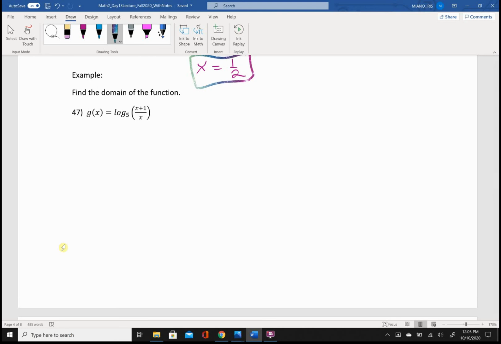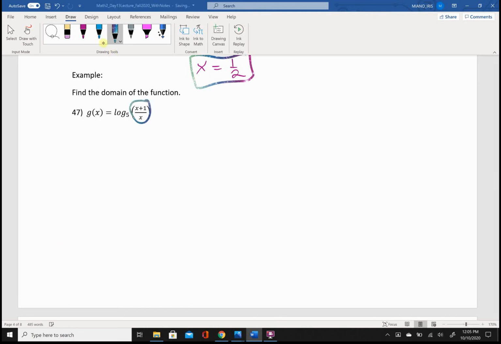Okay, so for this next example, we have a logarithmic function proper, log base 5 of (x plus 1) over x. Pretty complicated logarithmic function here. The only thing we're asked to do here is to find the domain of the function. So I want to remind you guys that for the domain of any logarithmic function, the argument itself has to be strictly greater than 0, okay?